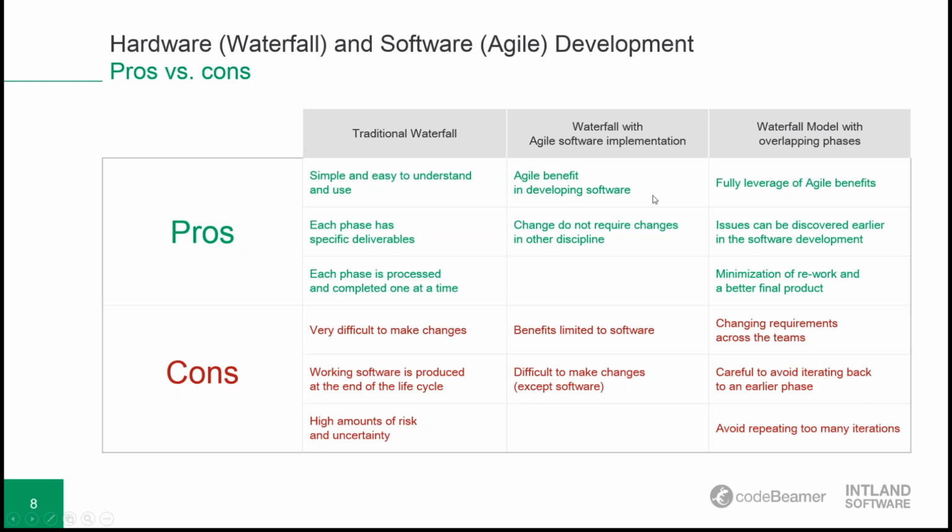If you use the waterfall with overlapping phases, then you can fully leverage the agile benefits. Issues can be discovered at the beginning of the development, and you can minimize the rework and probably have a better final product. But the disadvantage of this model is that the requirements change all across the team, and that's why you need to be careful to avoid iterating back to an earlier phase and avoid repeating too many iterations.